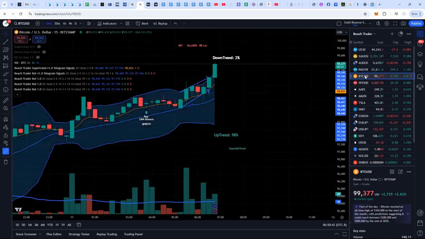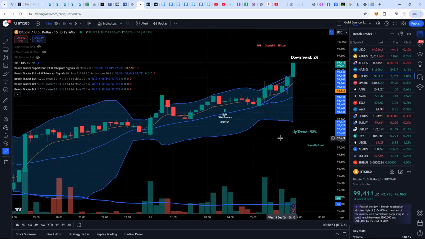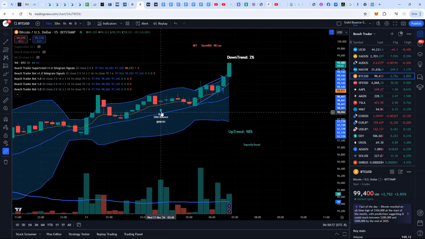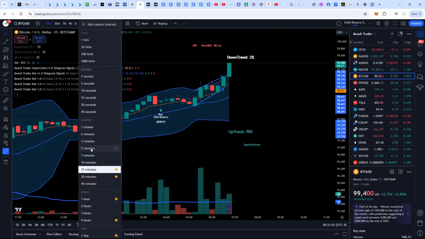Bitcoin's going back up to $100,000. The bot told us this. We could have taken this right here at $98,000. The bot told us it was going up. We could have just taken that trade. It doesn't take a rocket scientist to look at this arrow and the bot telling us what to do and just listen. Let's see if we had any trades on the 5 minutes.